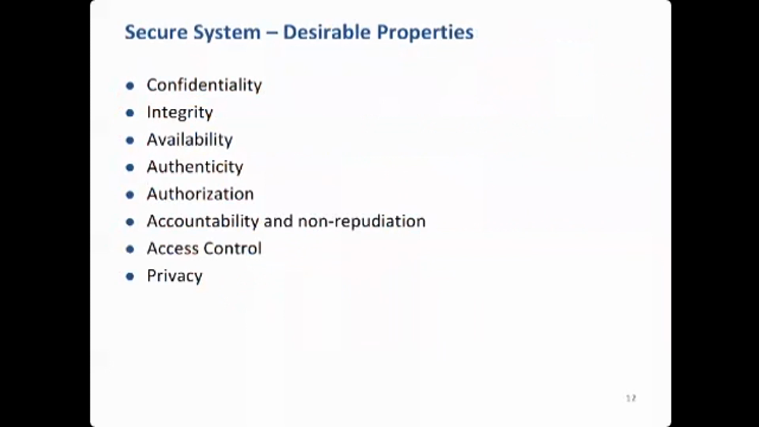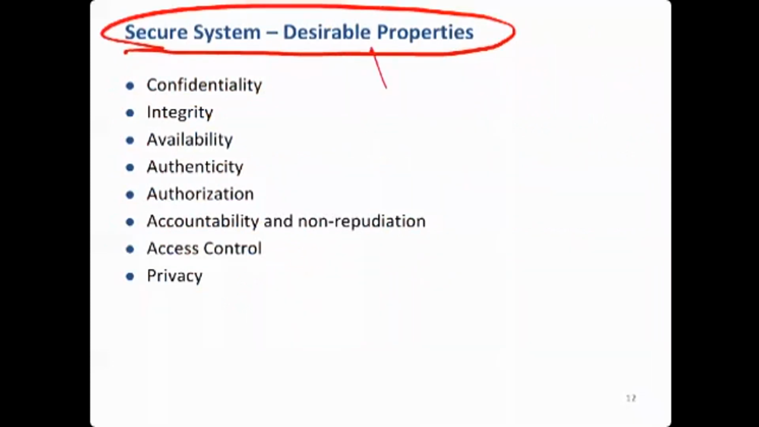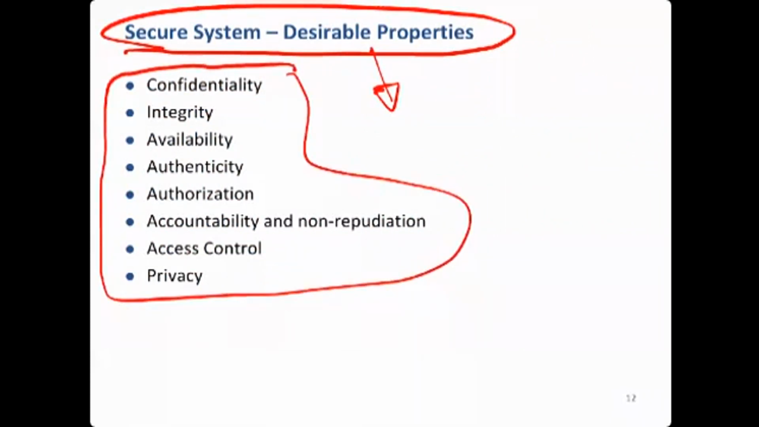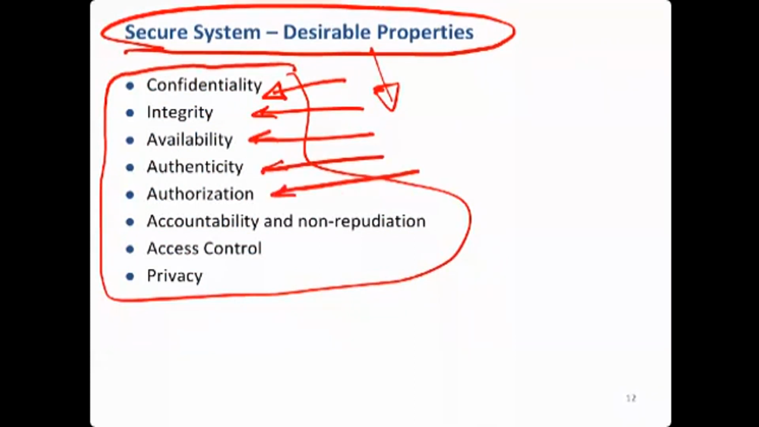Now somebody may ask you, how do you define a secured system and what are the desirable properties? The rest of the course that we'll study will be based on achieving these properties. First is confidentiality, second is integrity, third is availability, fourth is authenticity, fifth is authorization, sixth is non-repudiation, then of course two are the methods of access control and privacy.